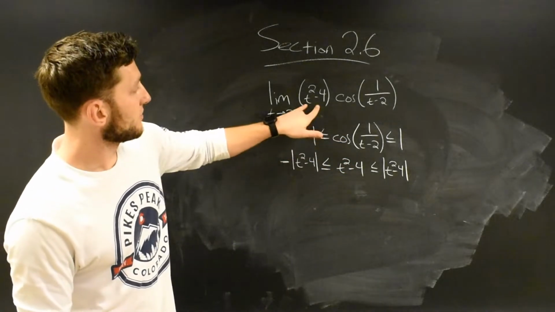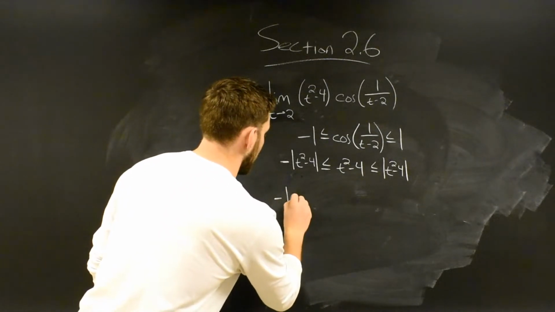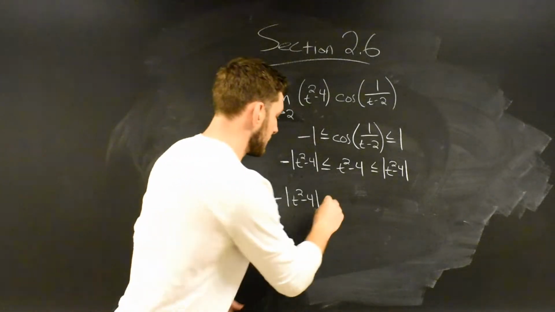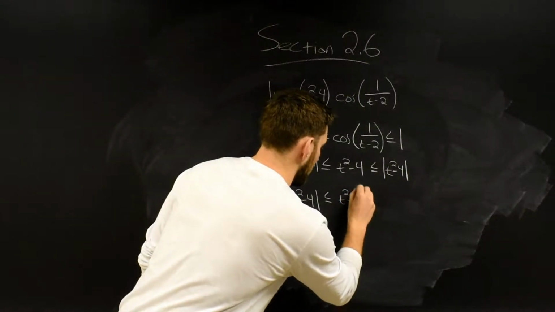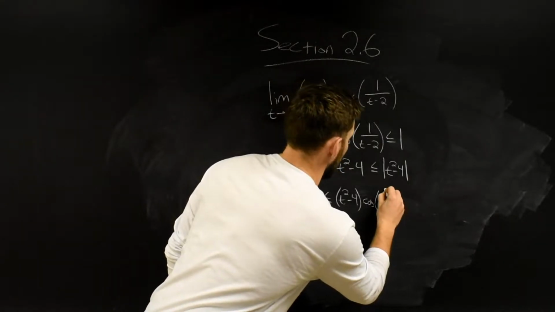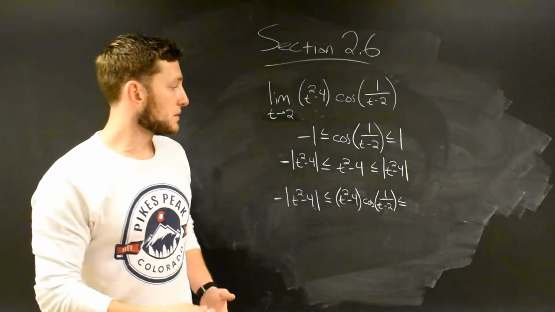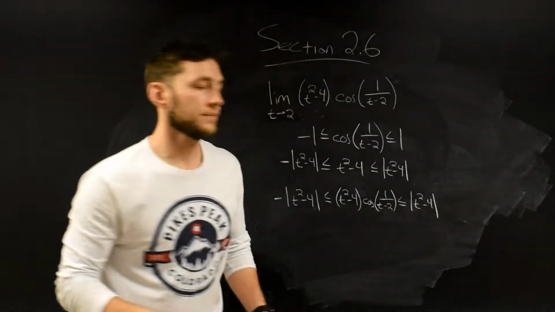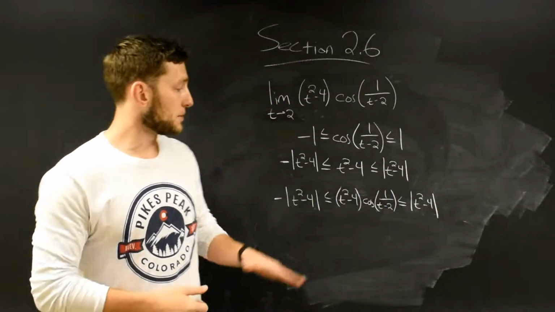Now if we combine this information, we can figure something out. In particular, we can figure out that negative the absolute value of t squared minus 4 better be less than or equal to t squared minus 4 times cosine of 1 over t minus 2, which all better be less than or equal to the absolute value of t squared minus 4. The absolute values just ensure that our negatives and positives are playing nicely together and that we really have inequalities holding.